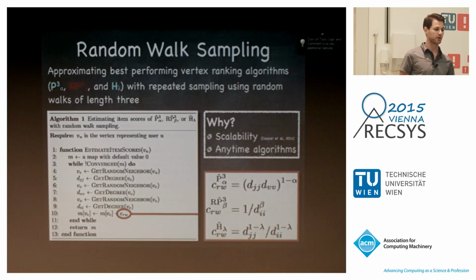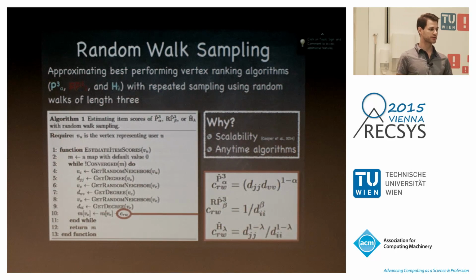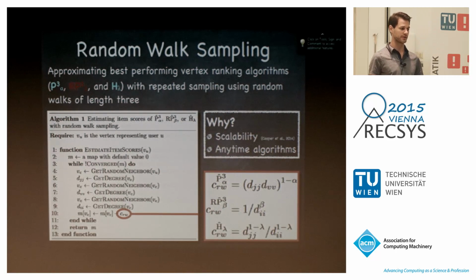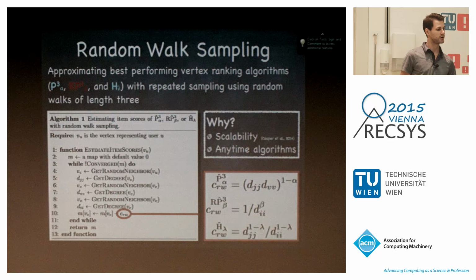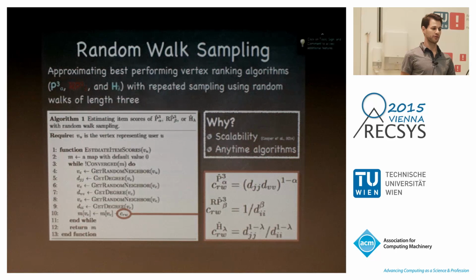And then we calculate this CRW coefficient, which differs for all the 3 different vertex ranking algorithms. And that's the only difference between the 3 algorithms to get the approximation of the original ranking. Then we repeat this sampling procedure several times until we reach convergence, basically until the recommendation list doesn't change anymore.